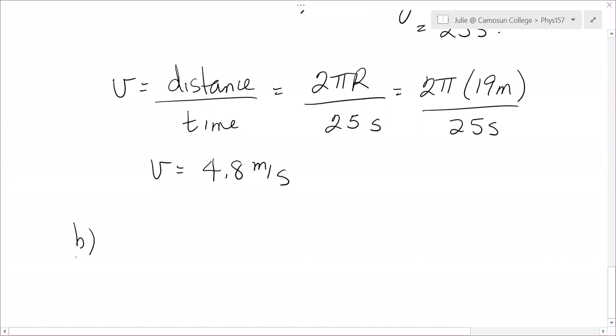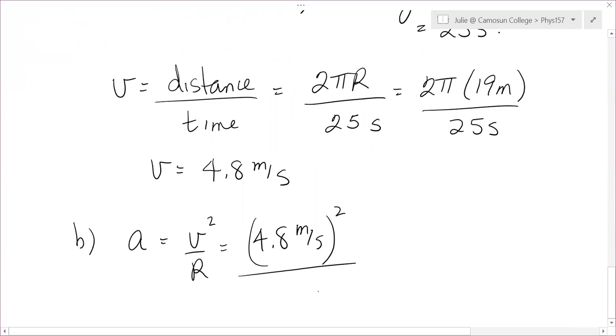B is, what is the magnitude of your acceleration? Now, even if you're going at the same speed, the acceleration is from the changing velocity vector direction. So a is v squared over r. Just put this 4.8, square it, and divide by 19 meters. And you would get 1.2 meters per second squared.